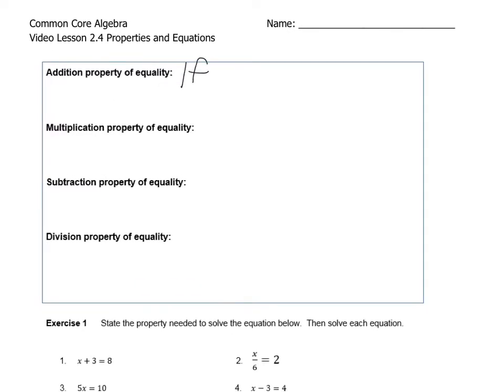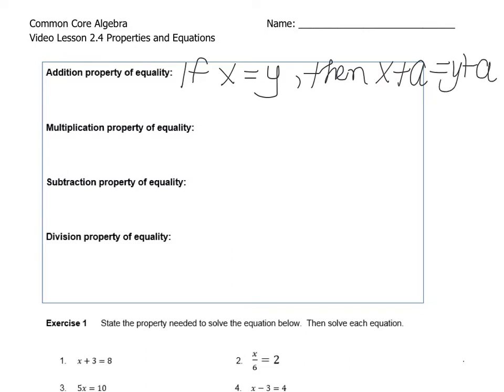The first one is the addition property of equality, which basically tells you that if a number or an expression is equal to another number or expression, then adding the same thing to each side will not change the value of each side. So if x equals y, then x plus a will equal y plus a.